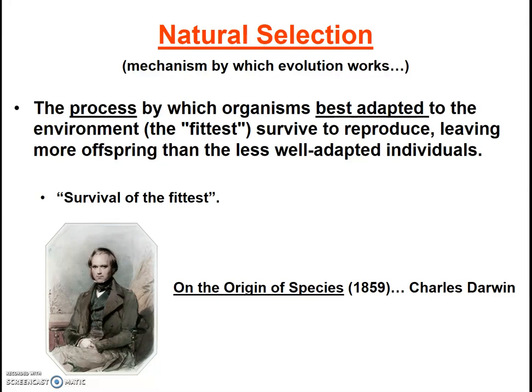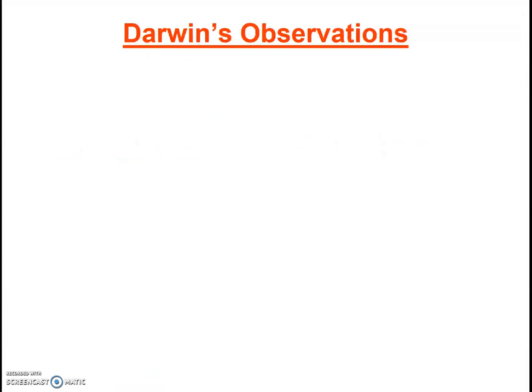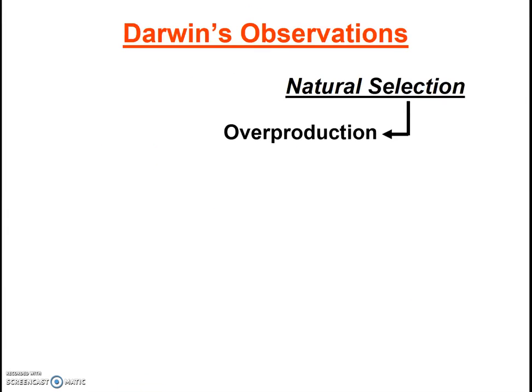The term natural selection was introduced in 1859 by Charles Darwin in his influential book On the Origin of Species. Darwin came up with his ideas based on observations of the natural world. In particular, Darwin observed the following. First, species tend to overproduce. Populations produce more young than will survive. Second, variation. The offspring vary genetically. They are not all the same.